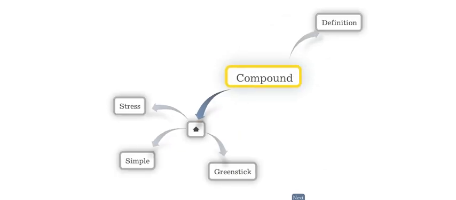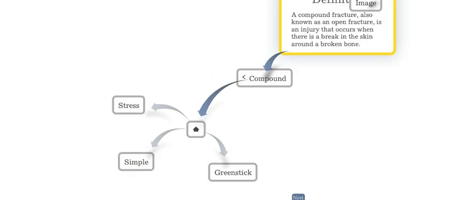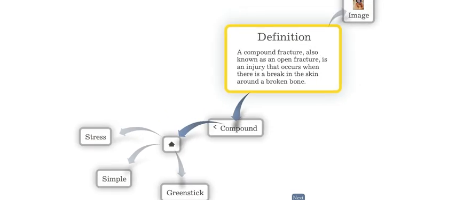Here we go, there's a compound fracture, and for each of these you need to know what they are, so you need to be able to give a definition. So a definition of a compound fracture, you can see there, it's a fracture which is also known as an open fracture. That might help you with your understanding. It's an injury that occurs when there's a break in the skin around the broken bone.